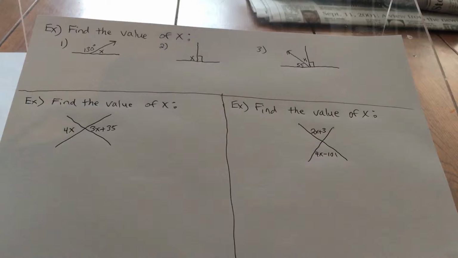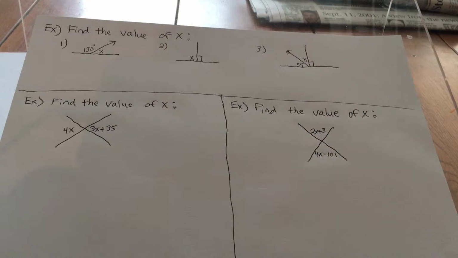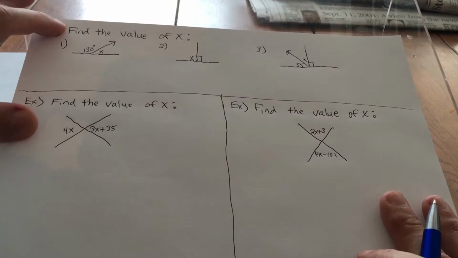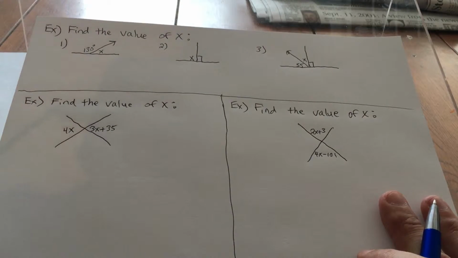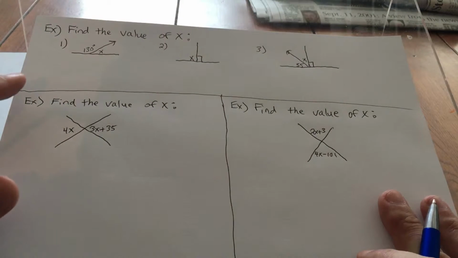Okay, so continuing on with our proving angles congruent, we're going to use some of the theorems that we just learned to help us find the values of x in some of these examples. Along the top it says find the value of x. It doesn't tell us to find the angle, but in this case finding x is finding the angle.